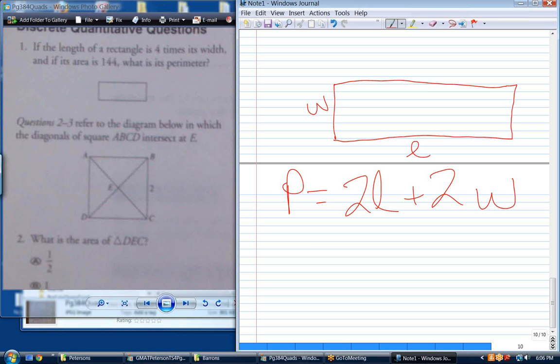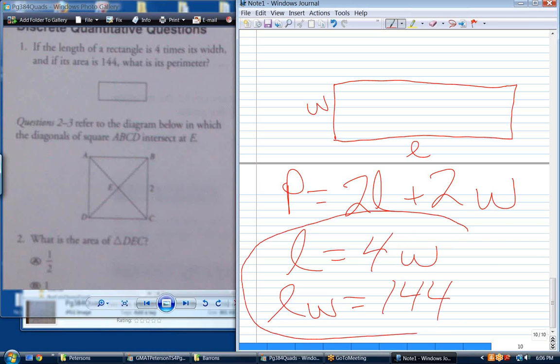We know that L is 4 times bigger, and we know that L times W is 144. There's our two equations right there. From those two equations, we can solve for L, and then we'll have W solved for, and then we can solve for 2L plus 2W.